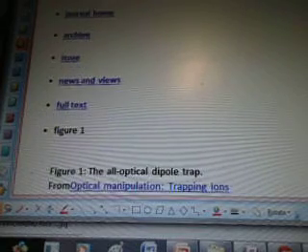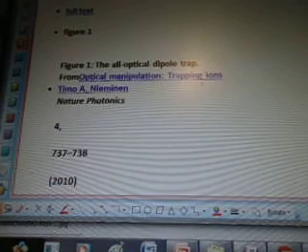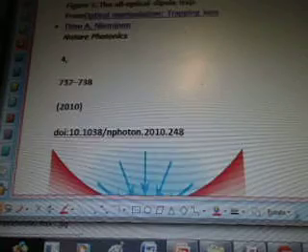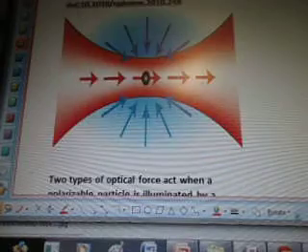So I googled optical dipole force, and the quotes and diagrams are from a blog. Nature.com, Journal Home, Archive, Issue, News and Views, Full Text, Figure 1. The all-optical dipole trap from Optical Manipulation, Trapping Ions, Timo A. Neiman, Nature Photonics, and that's the link. This is what it looks like here.